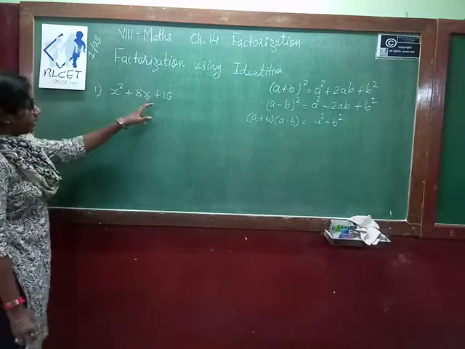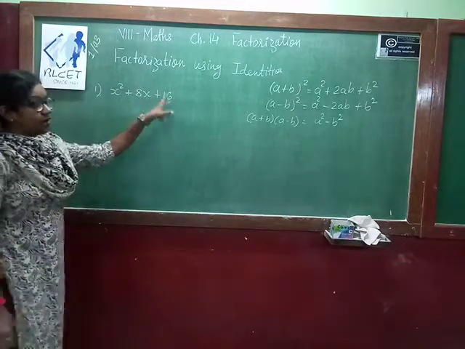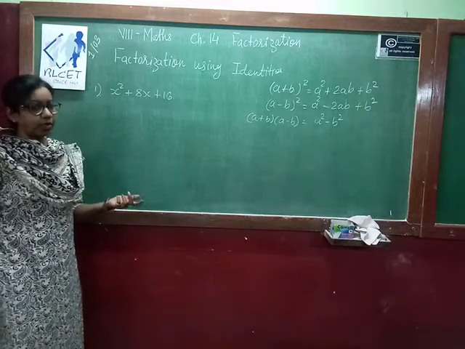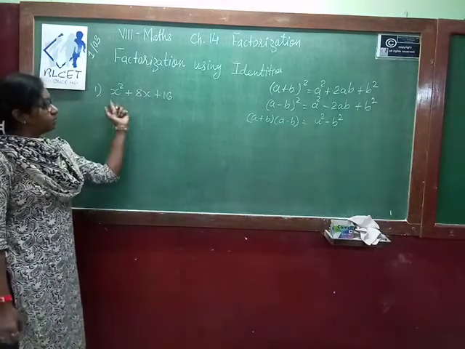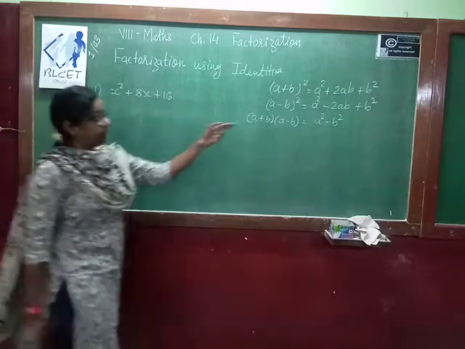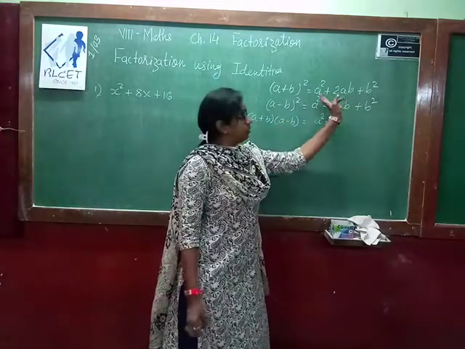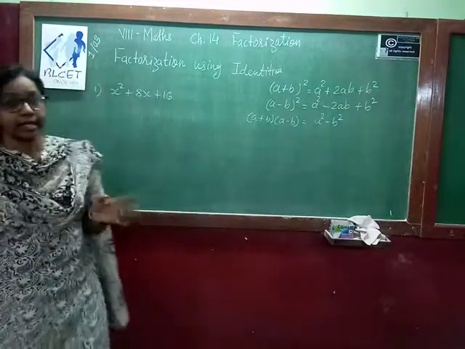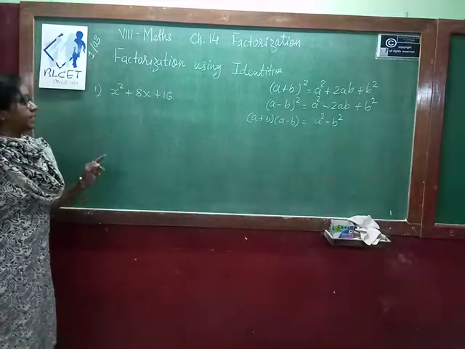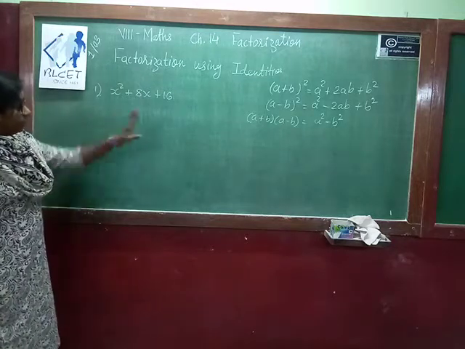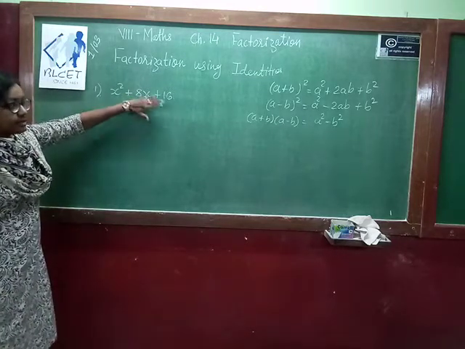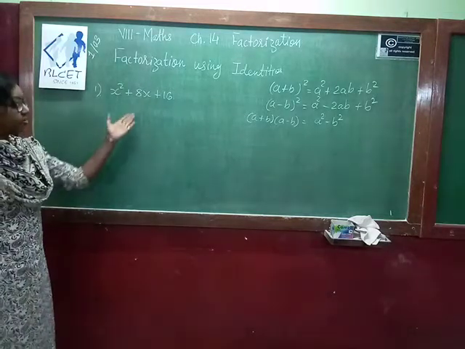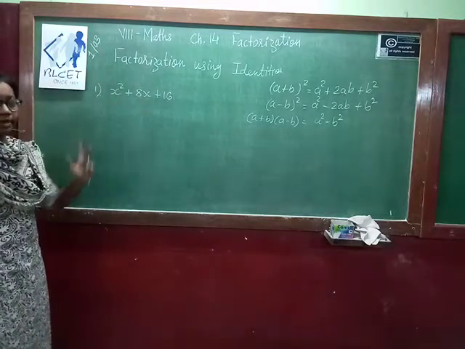x square plus 8x plus 16. Now how can you identify whether you have to use the identities or not? See, the first and last term both are perfect squares. Here also, the first and last term both are perfect squares. On the basis of that we can identify whether we have to use identities or not. Second thing, we have been given the answers and we have to find the questions, that is, the reverse method, in this kind of question.